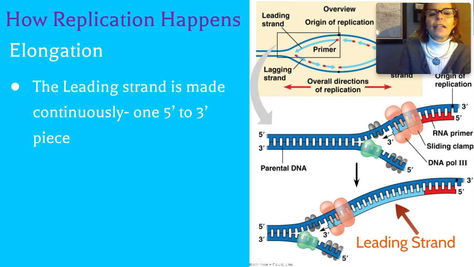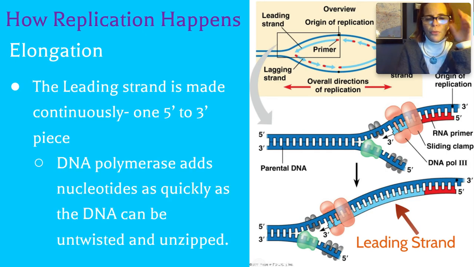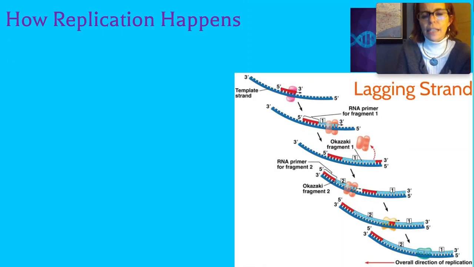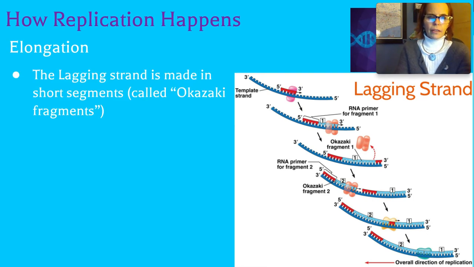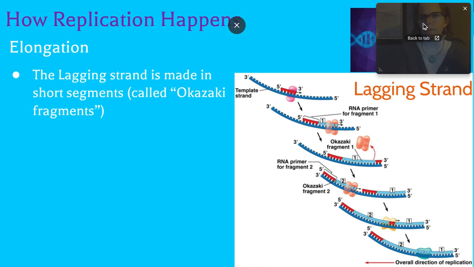The leading strand is made continuously, just one long strand in the 5' to 3' direction. DNA polymerase adds nucleotides as quickly as the DNA can be untwisted and unzipped. Now here's the problem. The lagging strand has to be made in short segments.